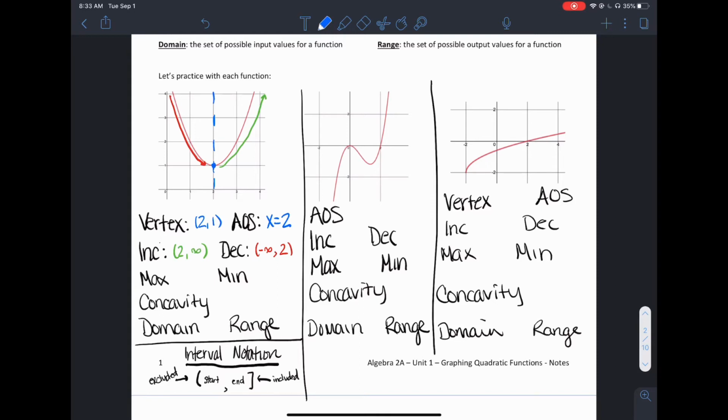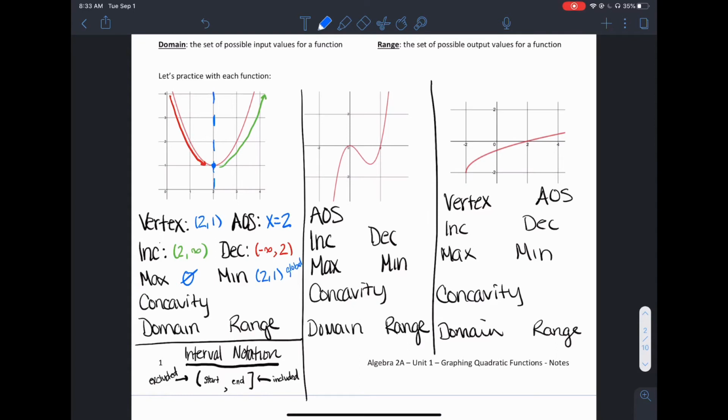We don't really have a maximum, right? So that symbol right there means empty set. It means no answer. And the minimum is 2, 1. And it's a global minimum. Nothing's lower than it.